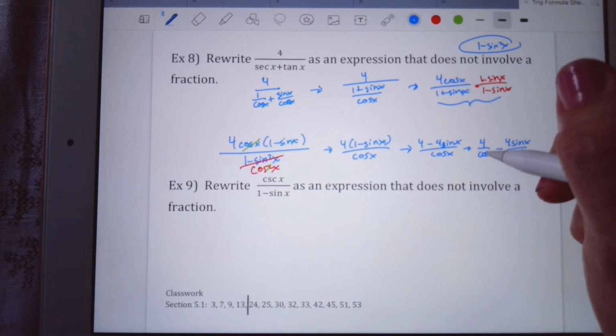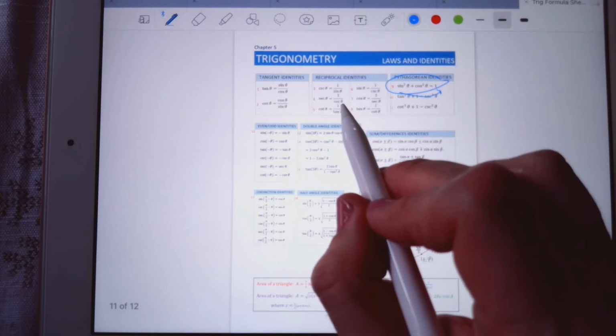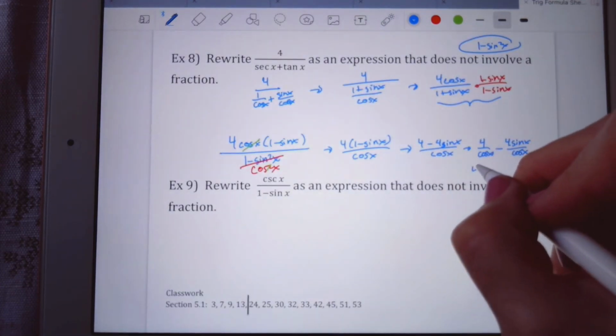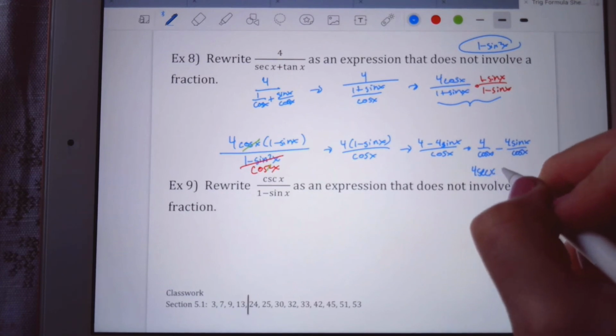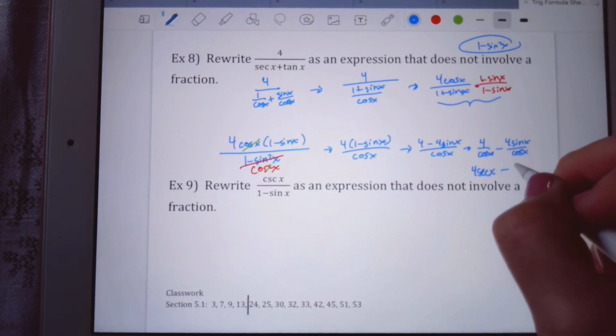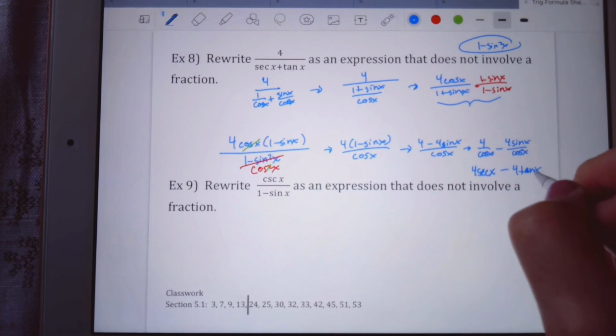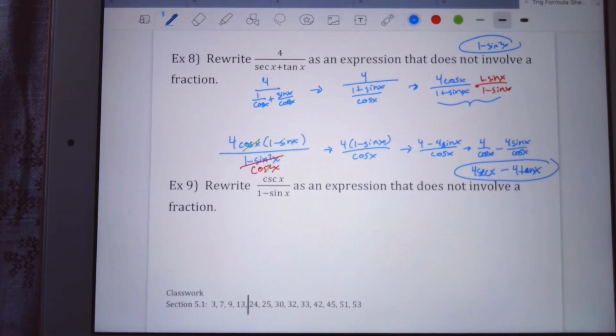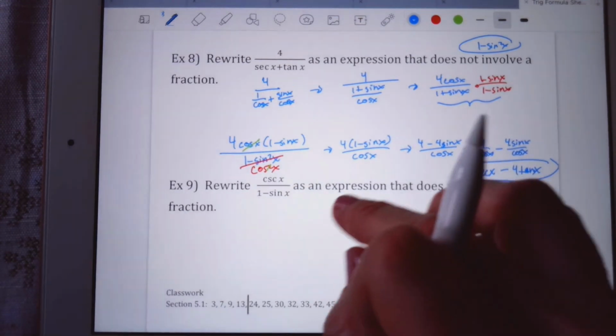All right, so 4 over cosine. Remember, when a cosine's on the bottom, that's really just a secant. So that's 4 secant minus, sine over cosine is tangent, so 4 tangent. And there we go. So it doesn't have a fraction.